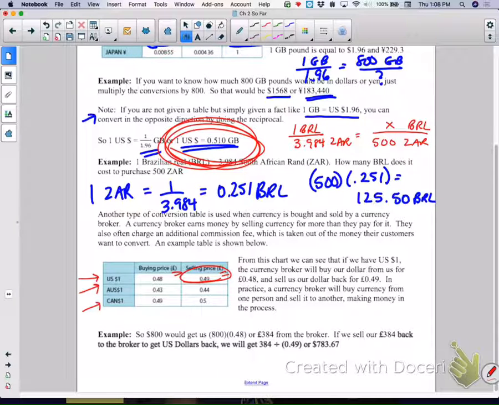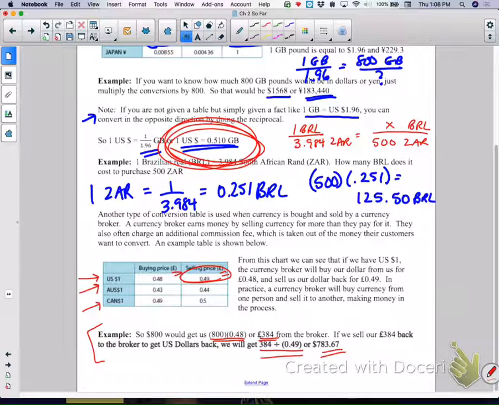All right, so for example, let's say we have $800 and we want to convert that into pounds for our trip. We would take $800 times 0.48, and we would be given 384 pounds from the broker. Now, when we go to leave, let's say we didn't use any of our money and we want to sell that money back. We're going to take 384 and divide it by 0.49. We're going back to our U.S. dollars, and we end up with $783.67.